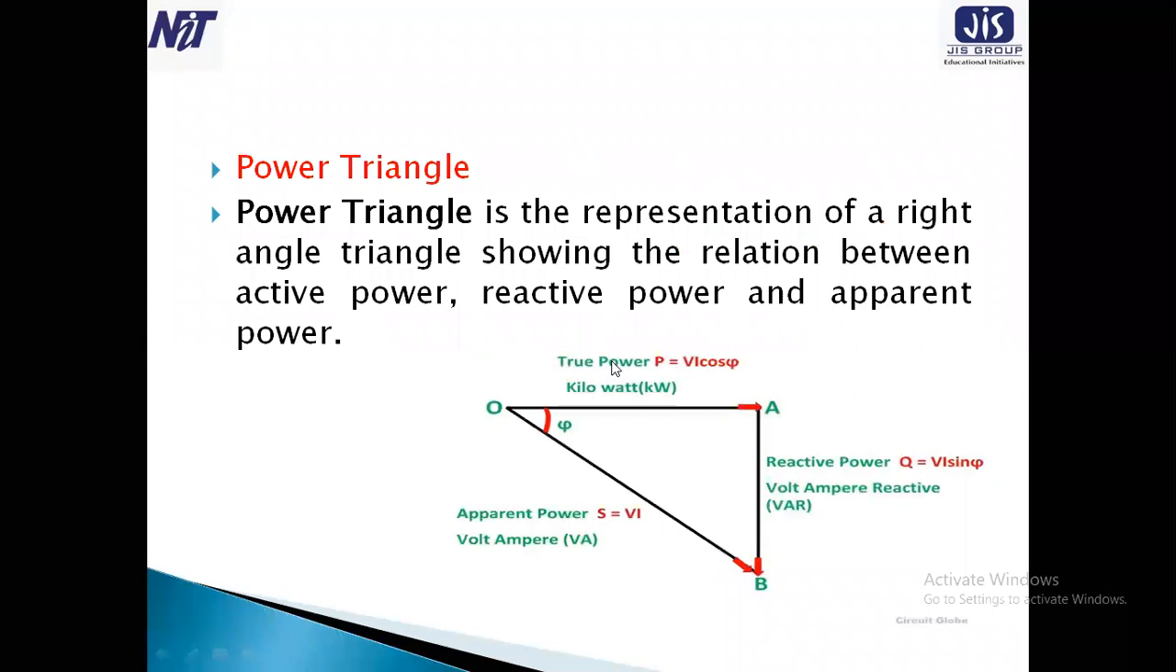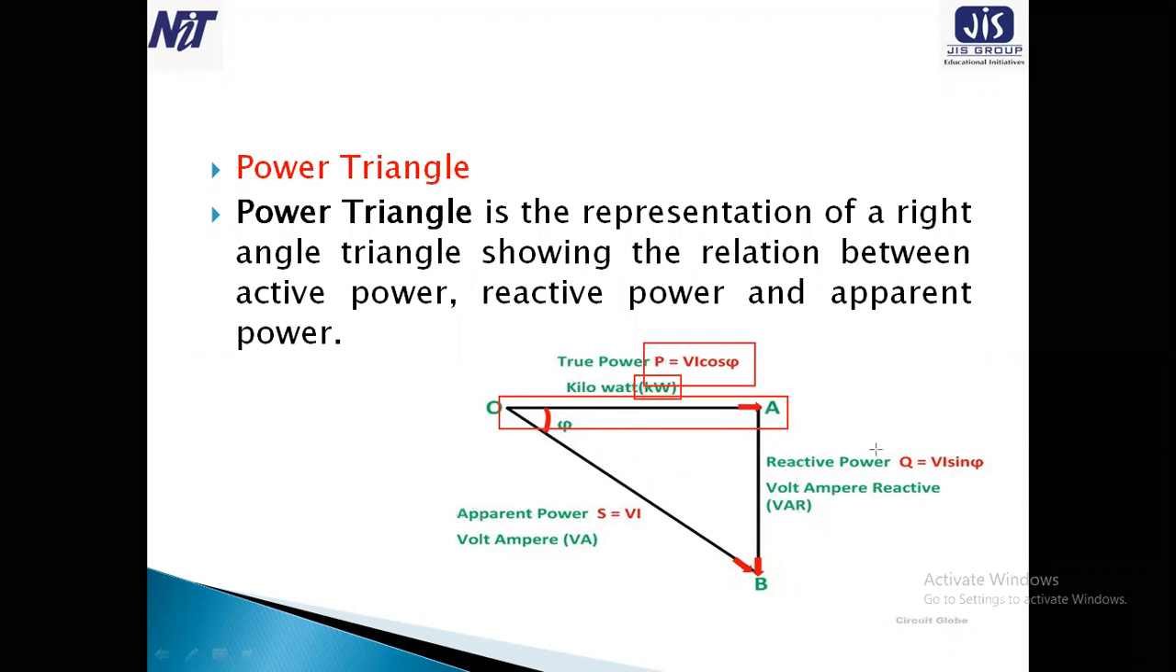Now the power triangle, which I already talked about, is the representation of a right angle triangle showing the relation between active power, reactive power and apparent power. In this figure, consider that OA is the true power, represented with kilowatt, and the equation is P equals VI cos phi.